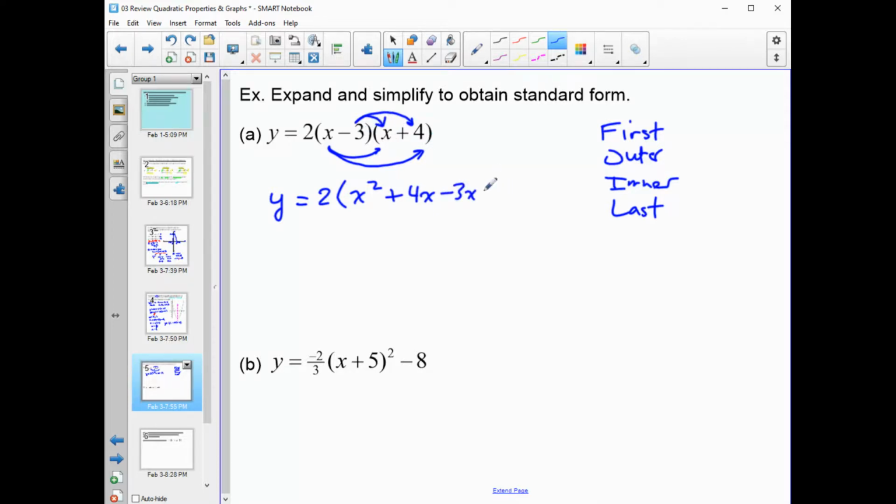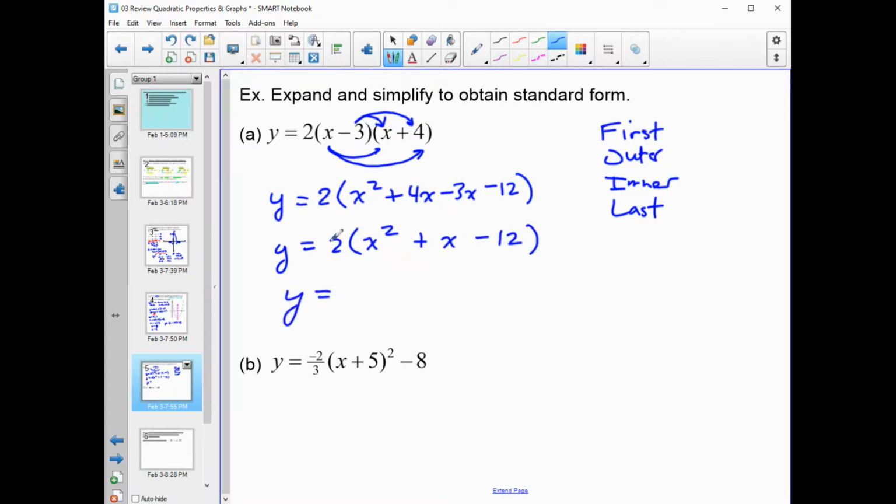And negative 3 times positive 4 gives me negative 12. And now all I need to do is simplify. Actually, I have 2 more things to do, because once I simplify the bracket, I have to multiply by this 2. So I end up with x squared. There's nothing to simplify with that. 4x minus 3x just leaves me a single x minus 12.